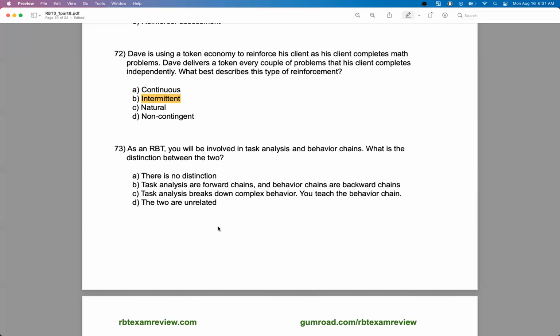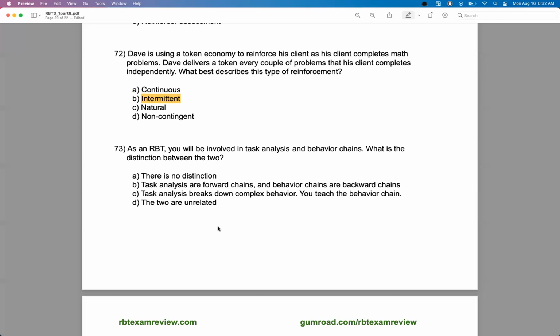So A and D are out. These are two different things. Don't confuse them. Sometimes people use them interchangeably, but they're not the same thing. Task analysis is different from the actual task chain and behavior chain. So what is the difference?